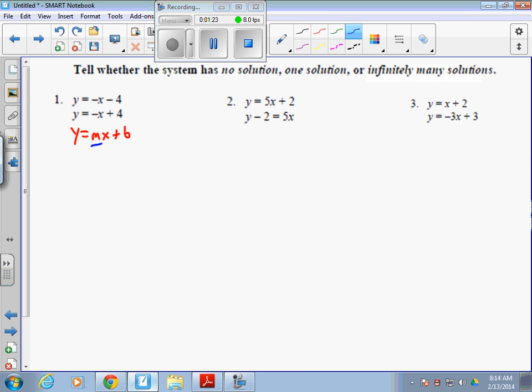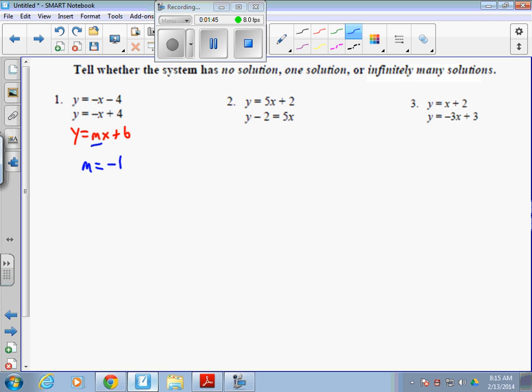In this case, both of these slopes have a negative 1 value because there's a negative 1 that's multiplying by x. Remember, m is only the coefficient that's multiplying by x, not negative x in this case. So both of these values of slopes are negative 1. Therefore, that's pointing us to the fact that they may be parallel lines.